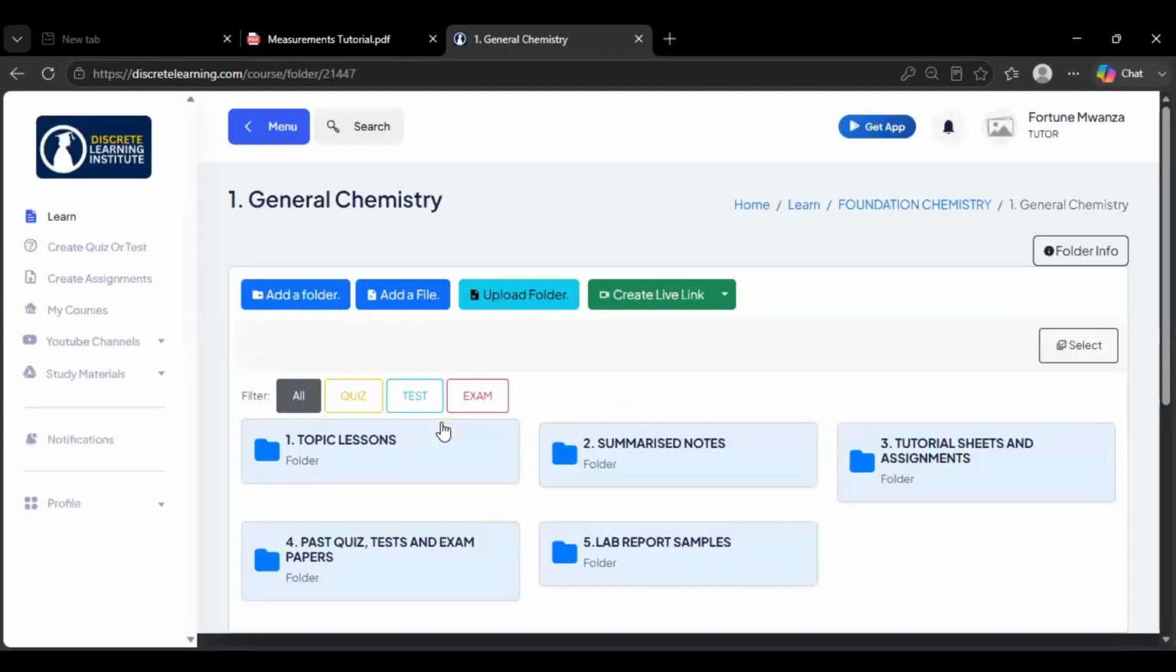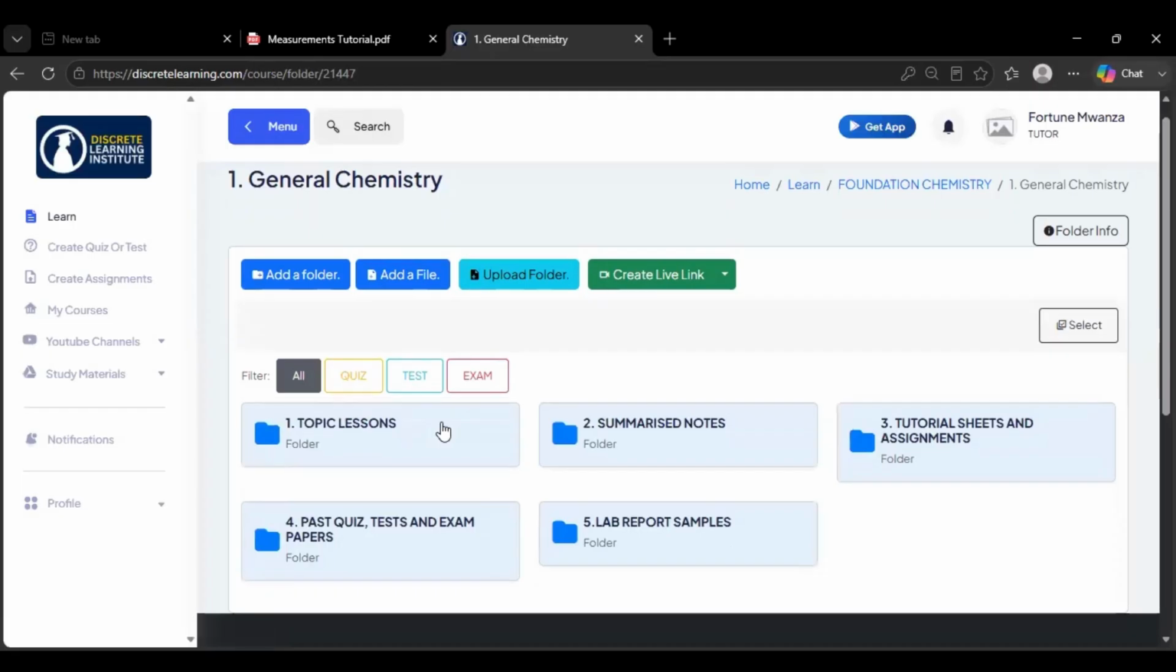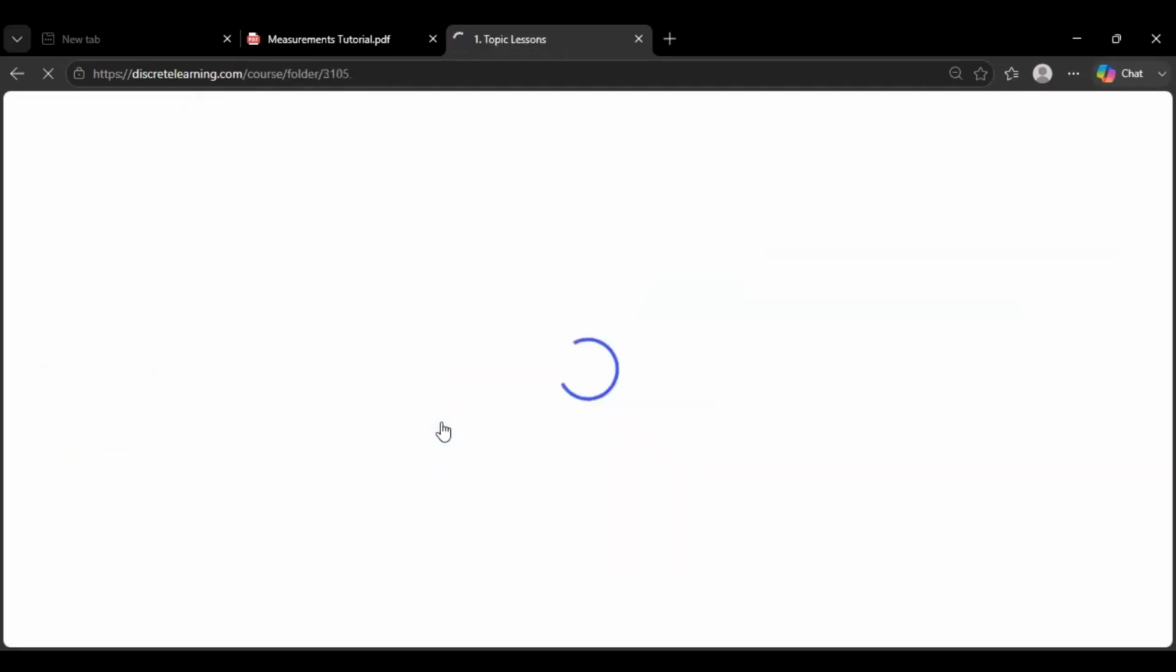So there are these folders. There's topic lessons. If you want to learn more on the topics that we've done, such as units and measurement, there are recorded classes on them. You find recorded videos for each and every topic that you're about to learn. So even before you go to class, you can come here, go into the folder written topic lesson, and enter it.